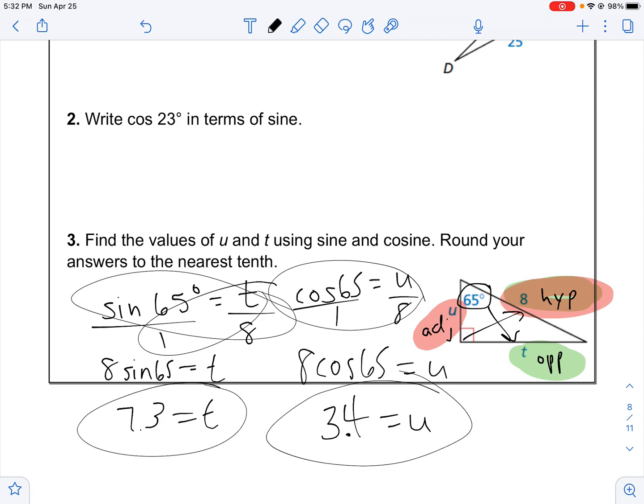That's sine and cosine. But if you remember SOHCAHTOA from the previous video, you're going to be just fine. SOHCAHTOA, and you'll be good to go on this trig.